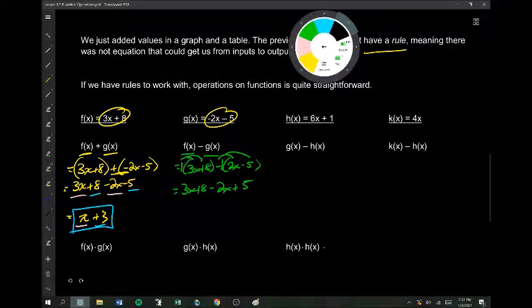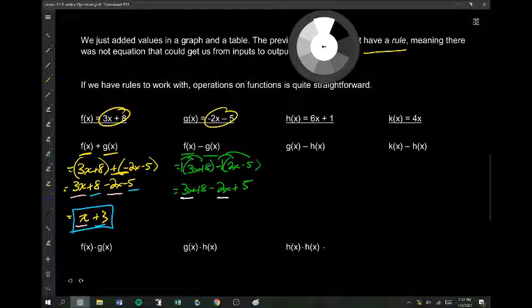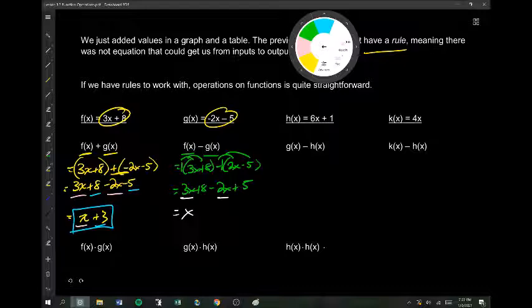Now I combine my like terms. 3x minus 2x is 1x. Positive 8, that's plus 8 right there. Positive 8 plus 5 is 13. This ended up being x plus 13 as opposed to x plus 3. There's f plus g and f minus g.